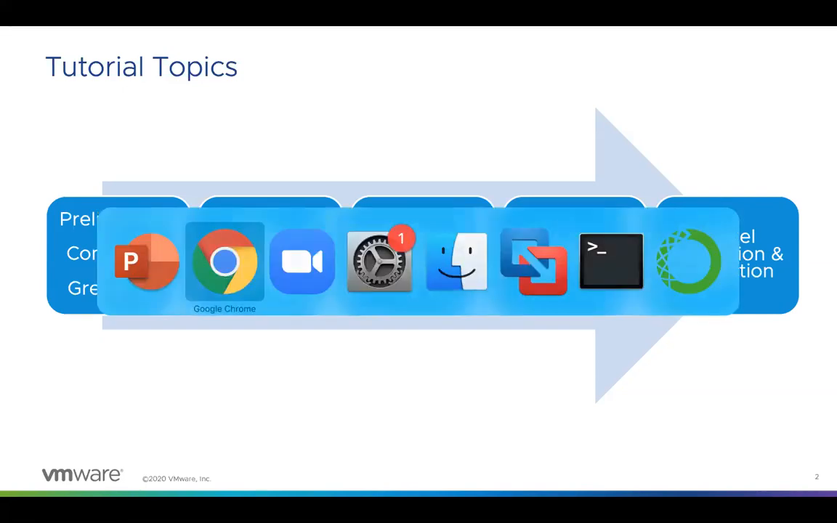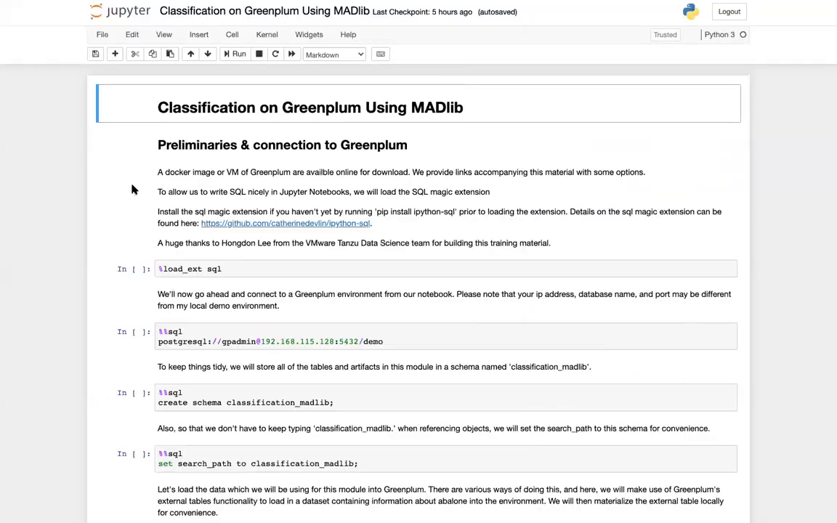With that, I'm going to jump over to Jupyter Notebooks. And we're going to start by going through some preliminaries and showing you how to connect to Greenplum from Jupyter Notebook. Along with this recording, we'll also share some links for a couple of options around how to download a VM or a Docker image that you can use to try out some of the code that I'll be executing in the tutorial.